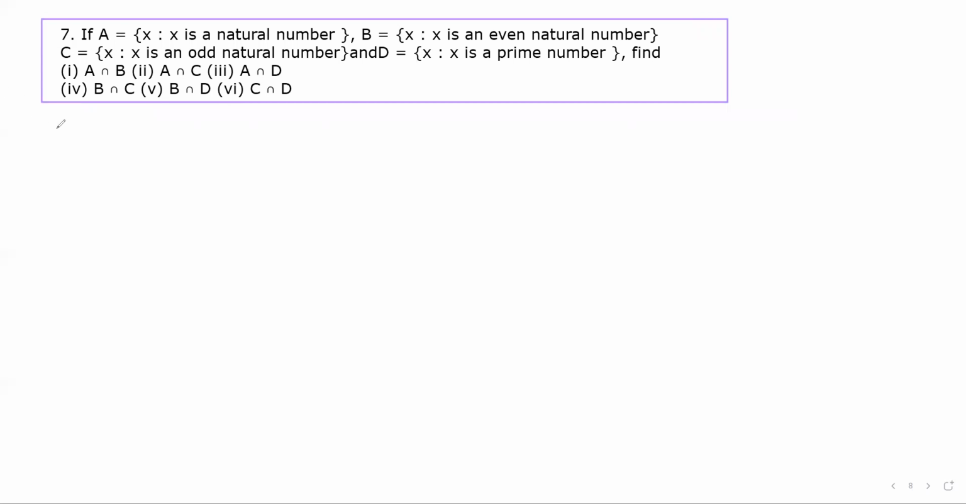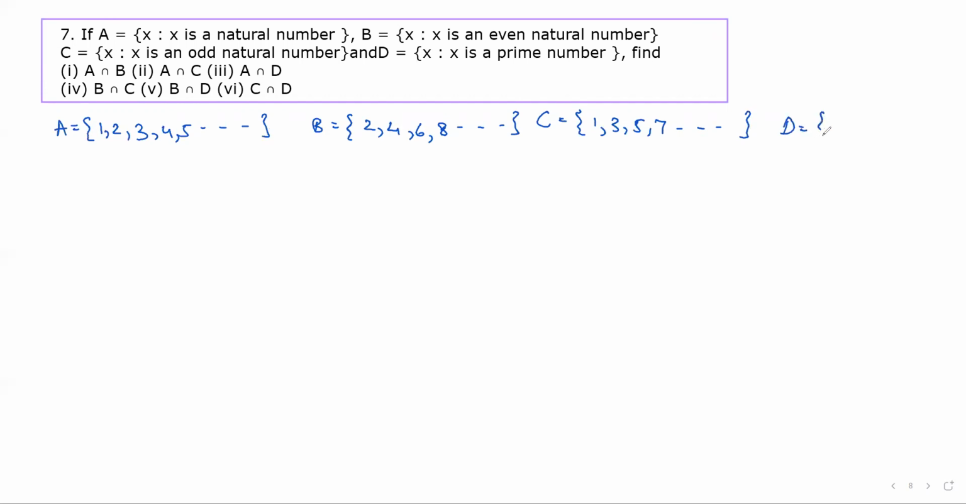Let's write it in roster form. So A is all natural numbers, so 1, 2, 3, 4, and so on. B is even natural numbers, 2, 4, 6, 8, and so on. C is odd natural numbers, 1, 3, 5, 7, and so on. And D is prime numbers, so 2, 3, 5, 7, 11, and so on.